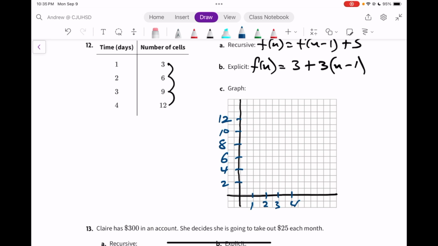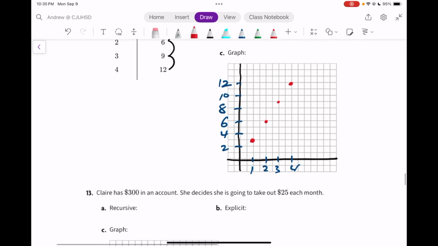Now for my dots. 1 is 3. See, right in between 4 and 2 would be 3. 2 is 6. 3 is 9. 4 is 12. And sure enough, it forms a straight line, doesn't it?